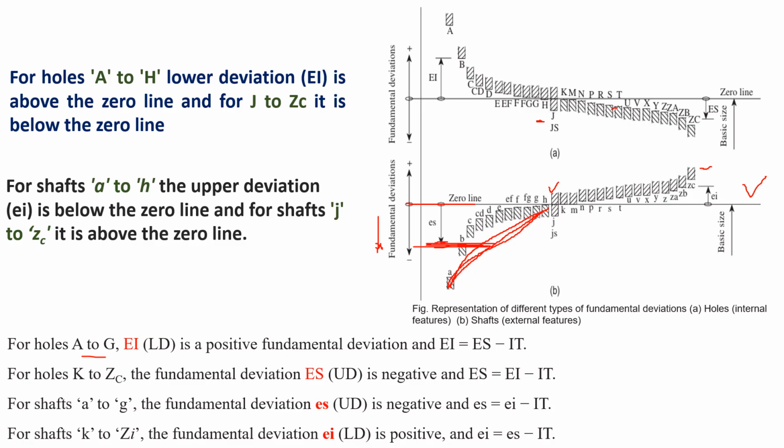Similarly, for the shaft small a to g, the fundamental deviation is ES, that is the upper deviation, and ES is a negative value, and ES equal to EI minus IT. And moreover, for the shaft small k to ZC, the fundamental deviation is the lower deviation, that is EI, its value is positive, and EI equal to ES minus IT.